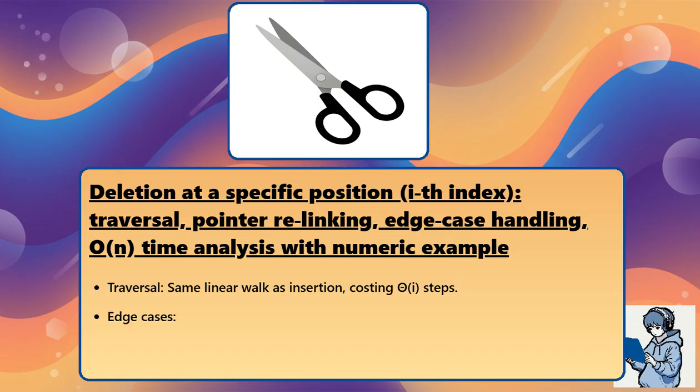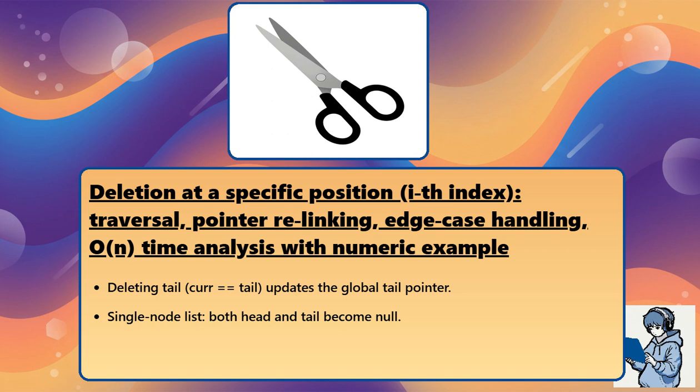Edge cases: deleting head, index equals 0, is handled separately. Deleting tail, cur equals tail, updates the global tail pointer. Single node list: both head and tail become null. Time analysis: T delete at index equals theta I plus theta 1, which gives worst case theta n.